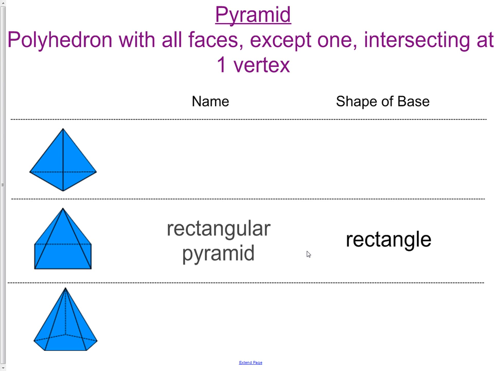Now let's go back to that first one. The first one there, the triangle is a base. Every face on that is actually a triangle. However, the one that is not touching the top is the triangle on the bottom.